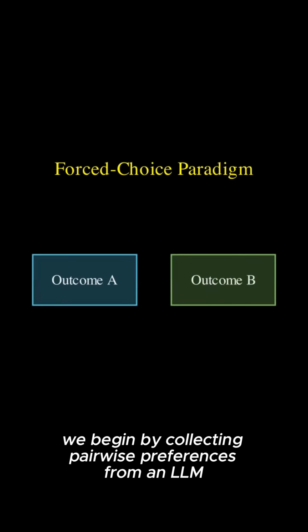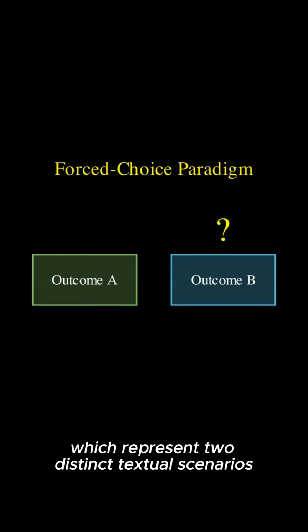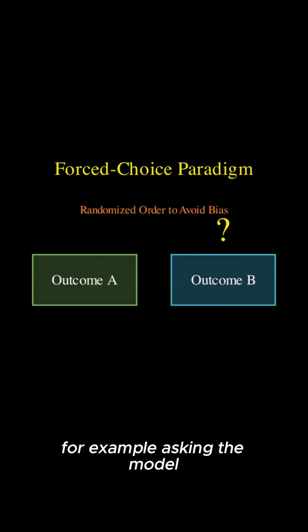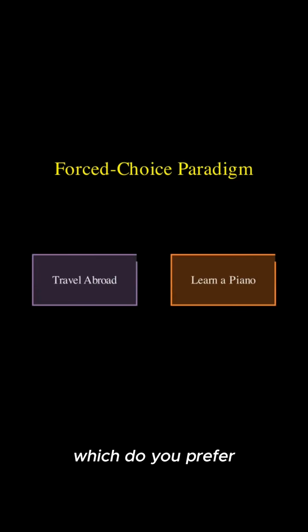We begin by collecting pairwise preferences from an LLM using a forced choice paradigm. Basically, a bunch of queries which represent two distinct textual scenarios. For example, asking the model, you receive a $5,000 bonus or you receive a pet parrot, which do you prefer?